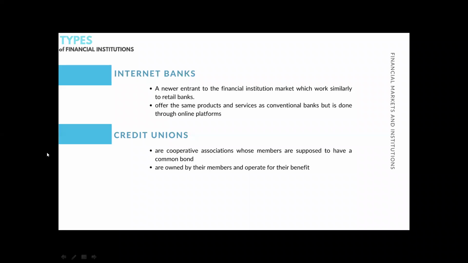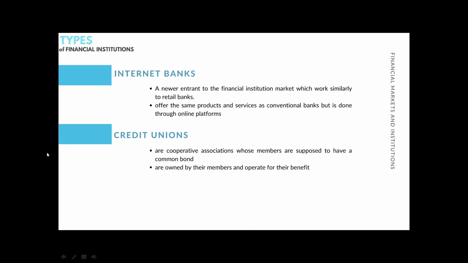So the third one, we have the internet banks. It is a newer entrant to the financial institution market, which works similarly to retail banks, but it is done through online platforms. This kind of bank is suitable especially during this pandemic because it lets customers access their account online, transfer money, or perform other tasks with just a click on their gadget.